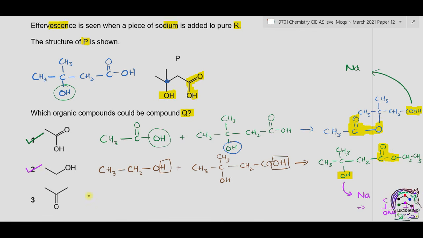Third one is ketone. We have CH3, then carbonyl carbon, then again CH3. Now ketone does not react with carboxylic acid or alcohol, so therefore 3 is incorrect. As option 1 and 2 are correct, answer is B.